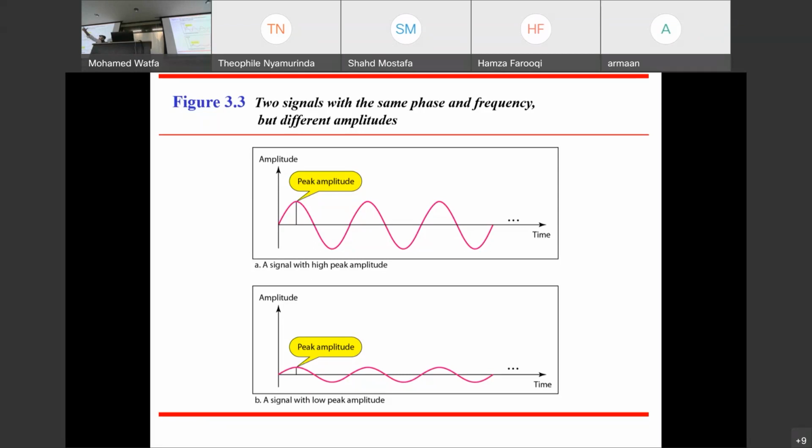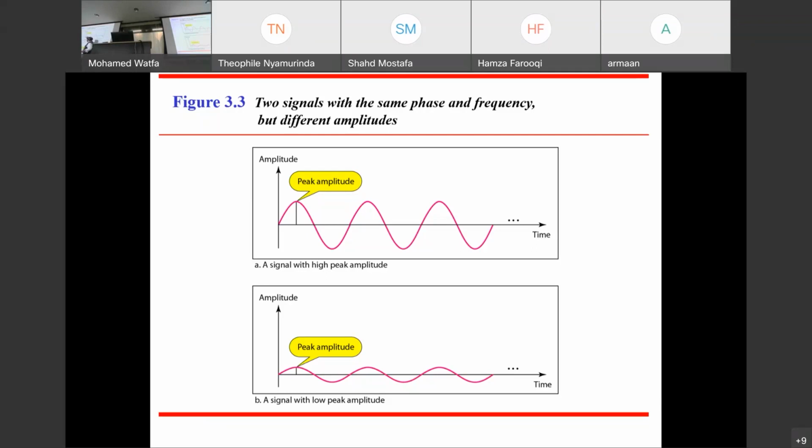Back to this. One more time: amplitude, frequency, and phase. These have the same frequency and the same phase. I know you don't know what phase is yet. I'll explain. But for now, let's focus on amplitude. Amplitude is the peak volts or the peak watts, depending on what my unit is. So this is my amplitude.